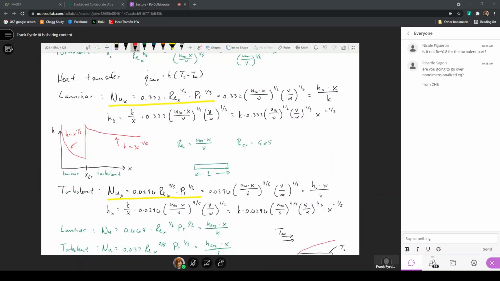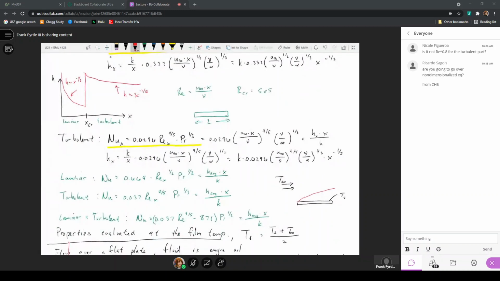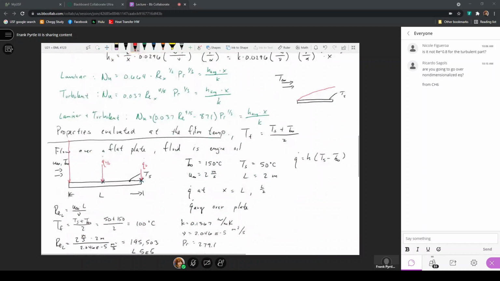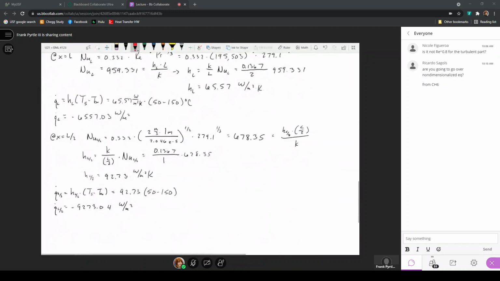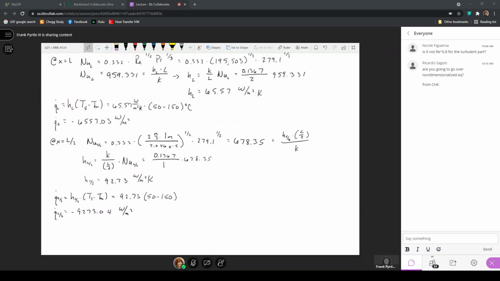For the laminar flow condition, H is a function of X, varies with X to the minus 1/2. In the turbulent region, H is a function of X. The local values of the heat transfer coefficient vary with X to the minus 1/5 there. So here we have the two values for the local heat transfer coefficients to give us the local heat fluxes at the positions that are indicated at X equals L and L over 2. But now we want to get the average heat transfer coefficient.